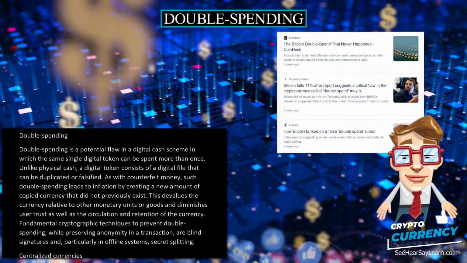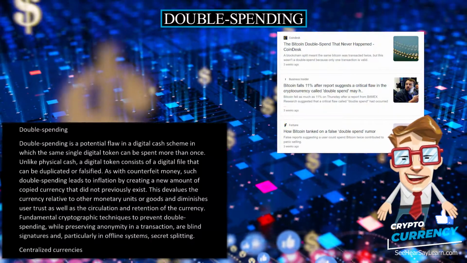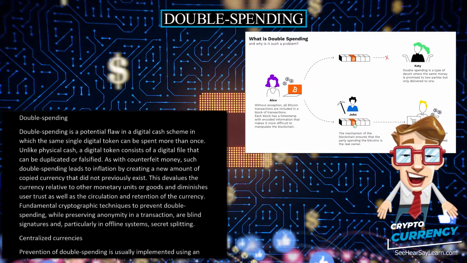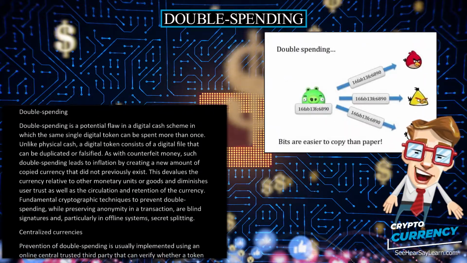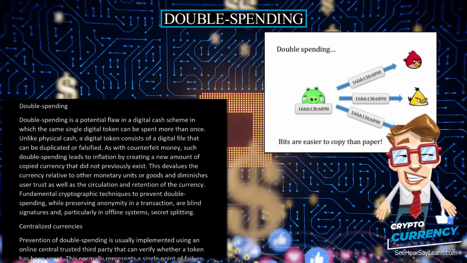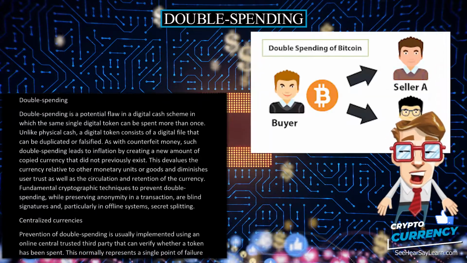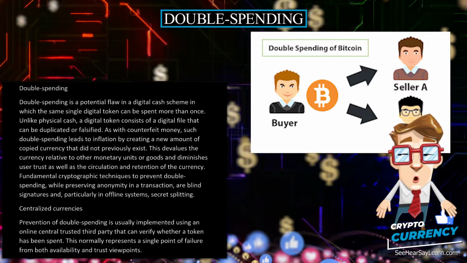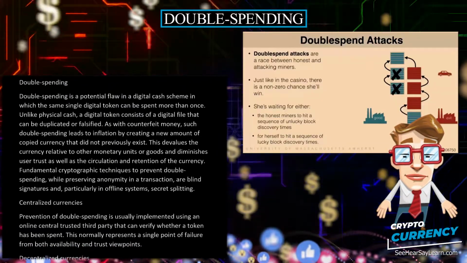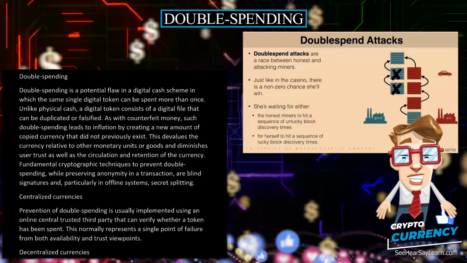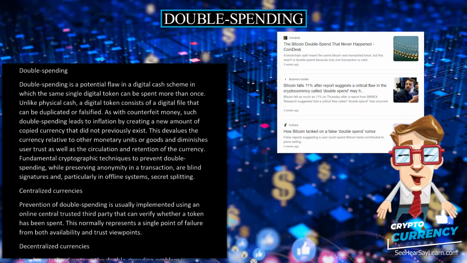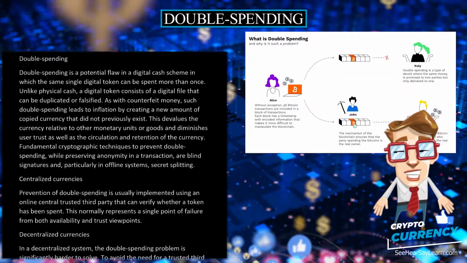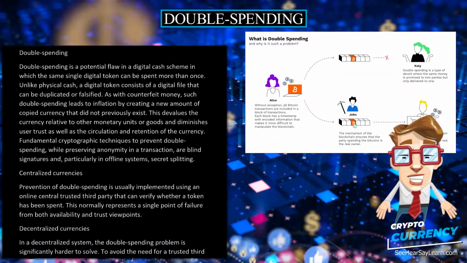Double spending. Double spending is a potential flaw in a digital cash scheme in which the same single digital token can be spent more than once. Unlike physical cash, a digital token consists of a digital file that can be duplicated or falsified. As with counterfeit money, such double spending leads to inflation by creating a new amount of copied currency that did not previously exist. This devalues the currency relative to other monetary units or goods and diminishes user trust as well as the circulation and retention of the currency.